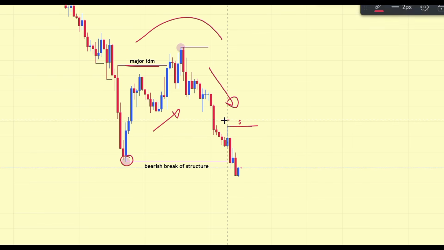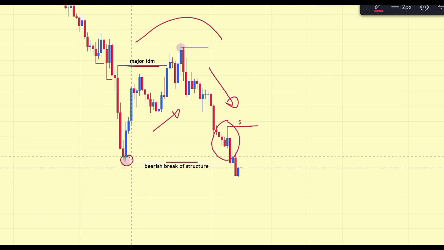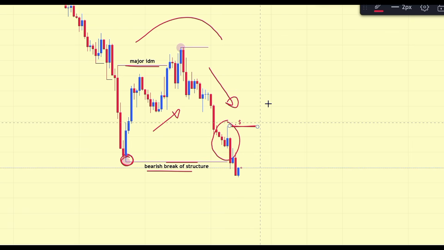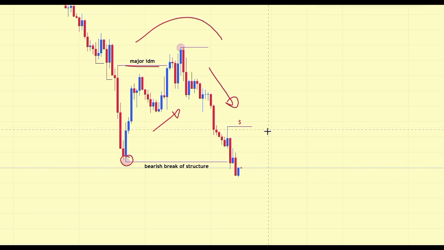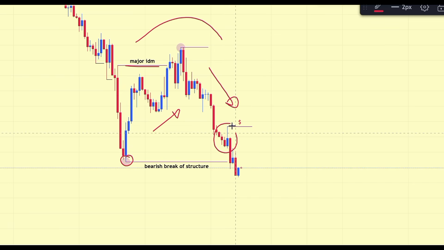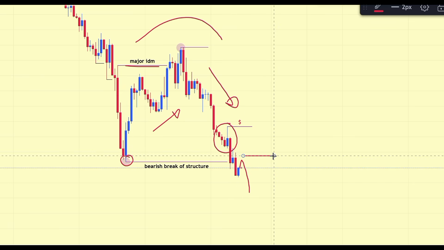So the question is, is this a minor inducement or a major inducement? We can clearly see that this pullback occurred before price broke past our swing point here, or before price created the bearish break of structure. So this means this inducement is a minor inducement. But let's say now price created this pullback after the break of structure. Now the liquidity resting above that high will now be the major inducement.